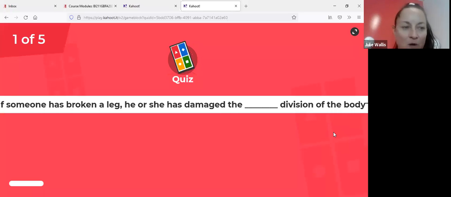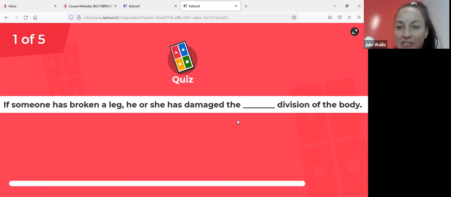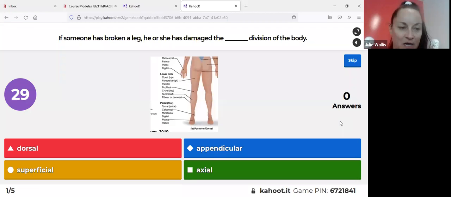All right, number one, if someone has broken a leg, he or she has damaged the blank division of the body. So these are terms related to areas of the body or positions of the body.